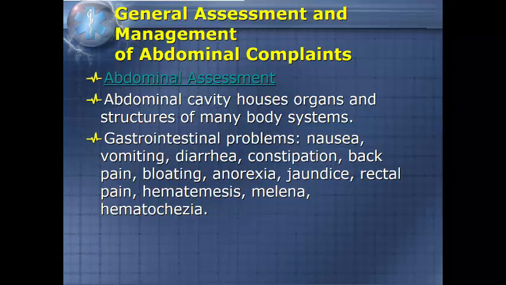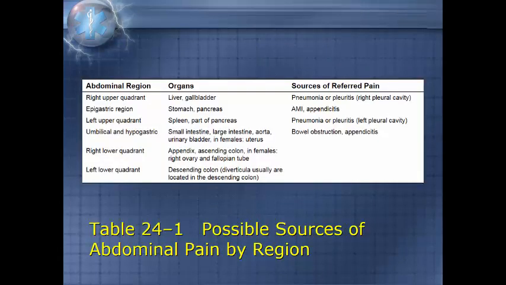Some of your more common gastrointestinal related issues that you may see or hear about: nausea, vomiting, diarrhea, constipation, back pain, especially from that retroperitoneal place with kidney problems, things like that, bloating, anorexia, jaundice, hematemesis, melena, hematochezia. There's a lot of different things that can cause somebody to seek further care for abdominal issues.